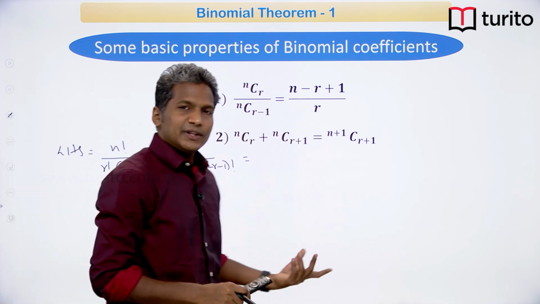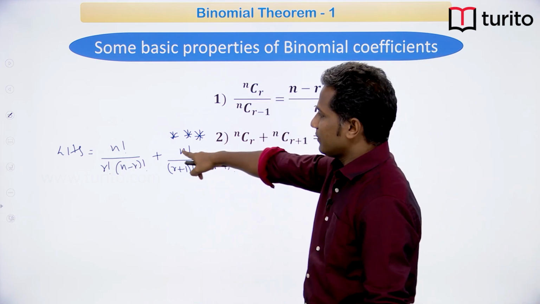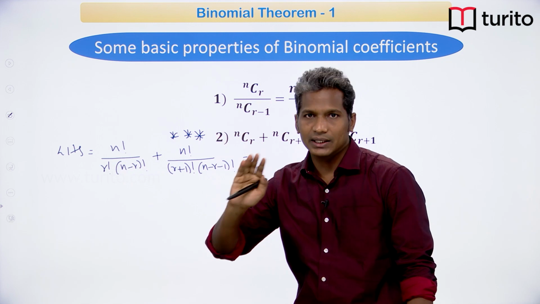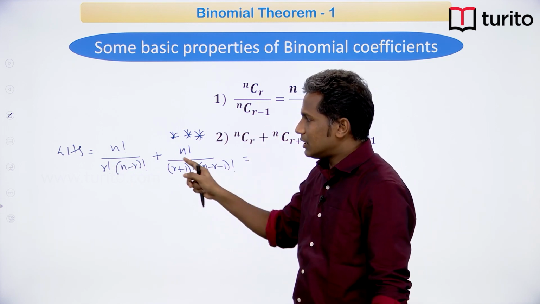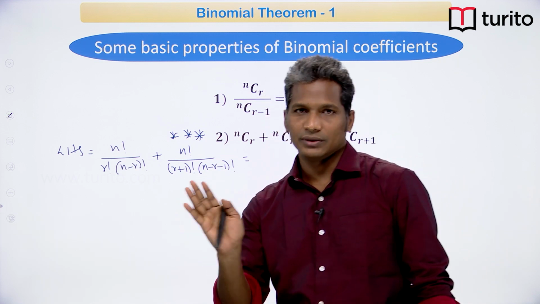Now let us see if there are any terms which can come common. In the numerator we can see that n factorial can be taken common, and in the denominator if we observe, whatever is the smaller will be taken common.